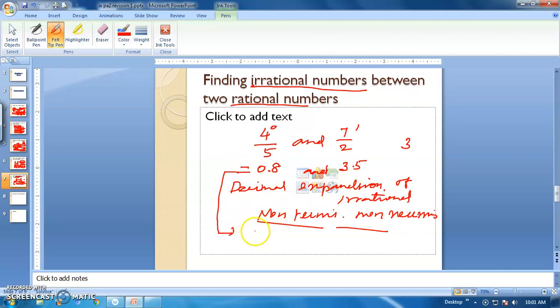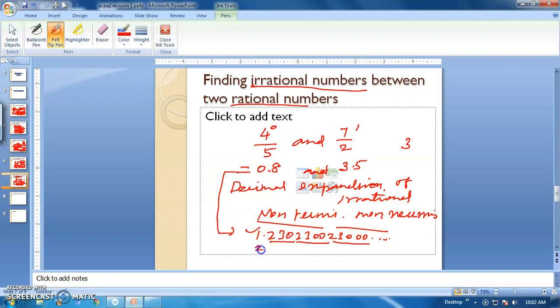Okay. So for example, I am going to write 1.230, 2300, 23000, etc. Does it lie between these two or not? Definitely. And is it non-terminating or not? Yes, non-terminating. It keeps going on. And is it non-recurring or not? Yes, different sets of numbers. 230, 2300, 23000. So it satisfies non-terminating, non-recurring.